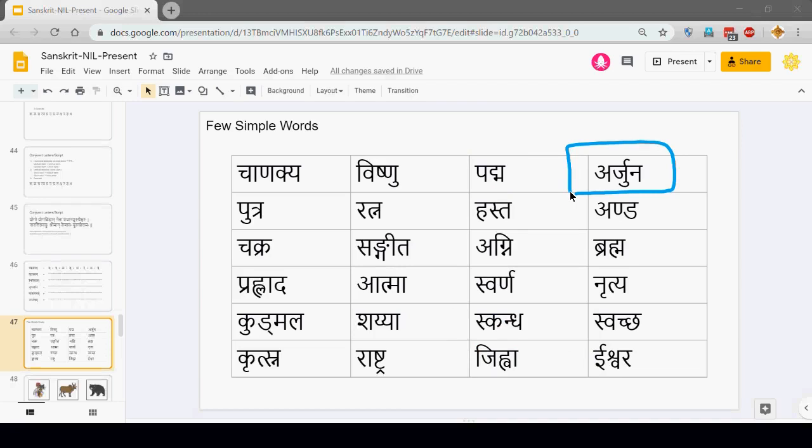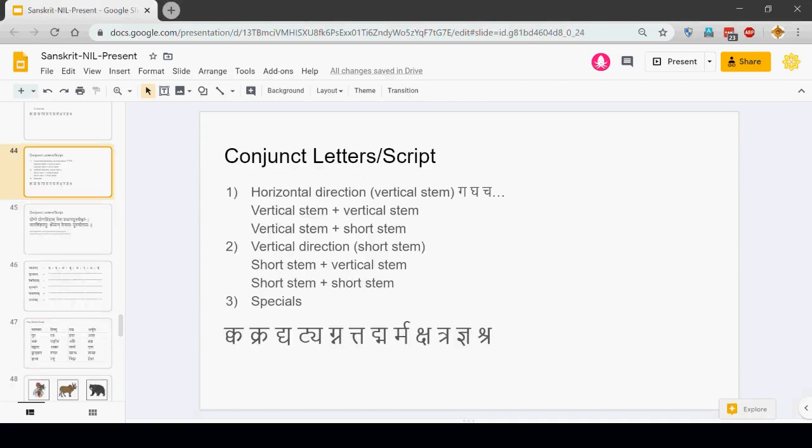Arjuna. This also. Where's the Arjuna? So here also, when there is a r sound coming in the beginning and followed by some other consonant, a special notation is followed like this.